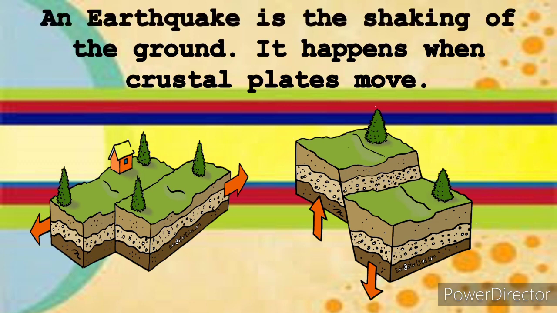It happens when crustal plates move. The plates move, slide past each other, or push toward or away from each other. The movement of plates causes rocks to move, and when the rocks break, waves of energy are released and sent out through the Earth. These waves trigger an earthquake.